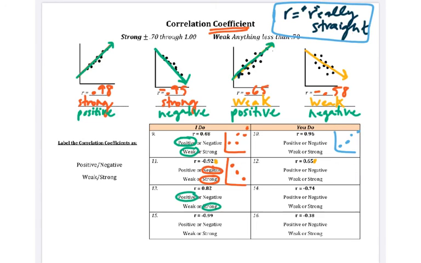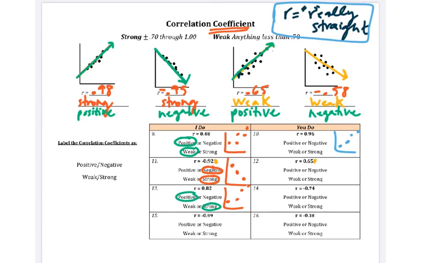Okay, so a graph that has a correlation coefficient of 0.82 means it's positive. It's not going to be as perfectly straight as my last one. So it might be something like this. It might swivel off the line just a wee little bit, but it's still pretty straight. 0.82, positive, strong correlation. Okay, try number 14. Positive or negative, strong or weak.